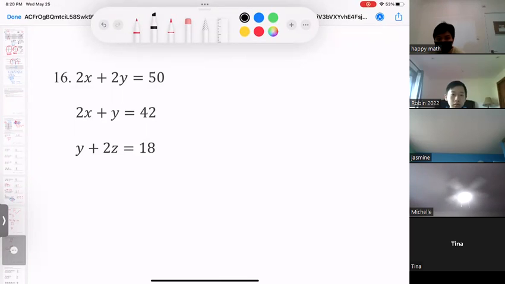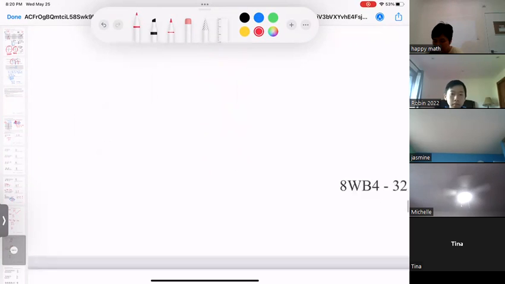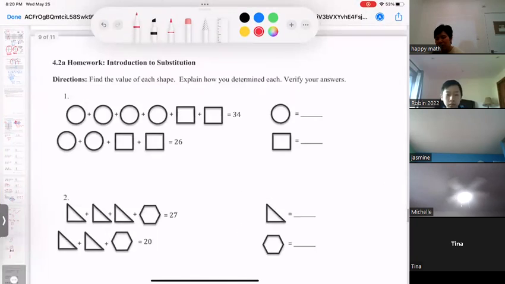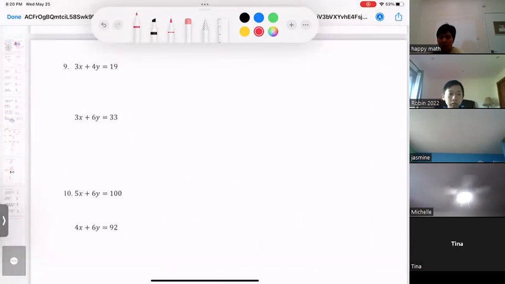Michelle, question 16, please. X equals 17, y equals 8, and z equals 5. Robin, did you get the same answer or not? I have the same answer. Did you get the same answer? Yes. I don't want to do the homework because those questions are basically not hard.